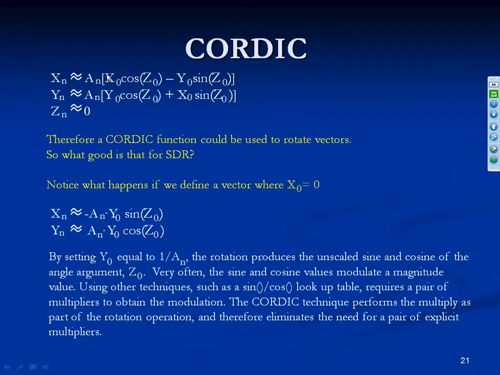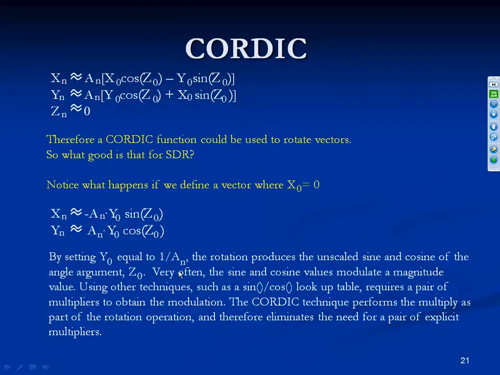So if we set x sub 0 to 0, notice that this term and this term here go away, and we have the equivalent of minus a sub n times y sub 0 times sine of z0, and we have a sub n times y0 cosine of z0. So here we've created a function now that can produce products with sine and cosine. If we were to set y0 equal to 1 over a sub n, the rotation calculation that we've just created produces the unscaled sine and cosine of the argument z0. So that's one purpose you could do for it.